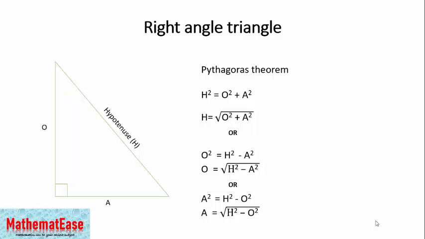And a is equal to the square root of h squared minus o squared. SOHCAHTOA. In SOHCAHTOA, you see we have S, that S in red, it means sine. That C in red means cosine. And that T means tangent. So that sine, we just call it sine. Then that cosine, we just call it cos. And that tangent, we just call it tan.